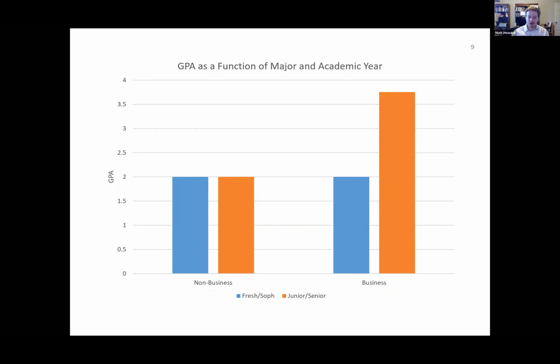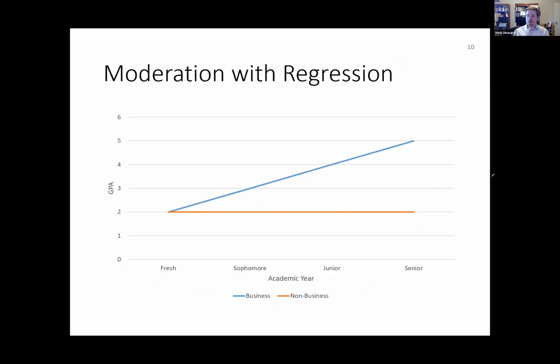The concept is still pretty much the same when we're talking about moderation with regression, but now we're looking at continuous variables, or at least one of them being continuous. This example doesn't really work out that great because it's not truly continuous, but let's just pretend it does. This is pretty much the same thing we looked at in the prior slide, except now we're treating academic year as a continuous variable. Instead of 2 categories, we made 4, and we're pretending that's continuous. Yes, I know it's still categorical, but we'll pretend it's continuous.